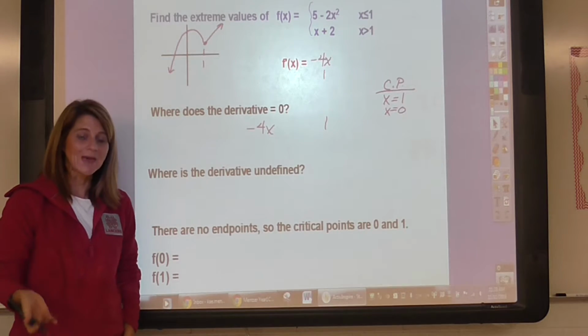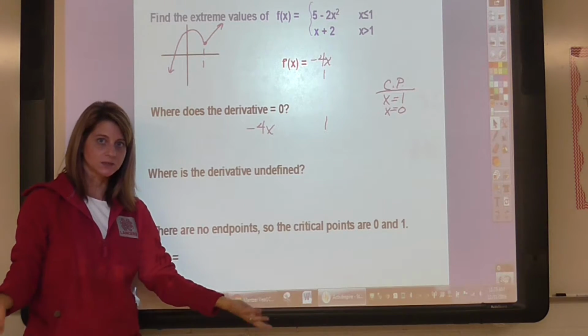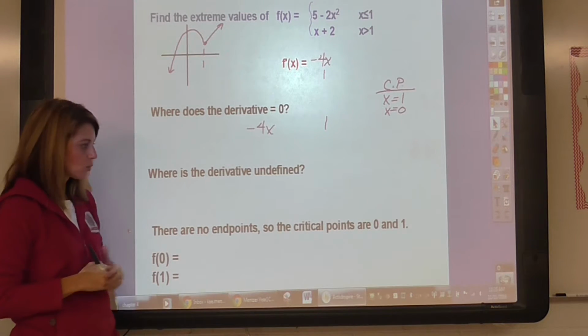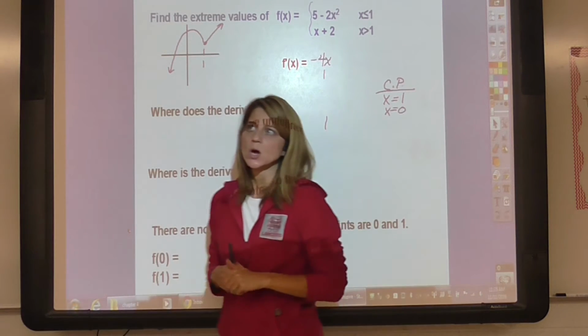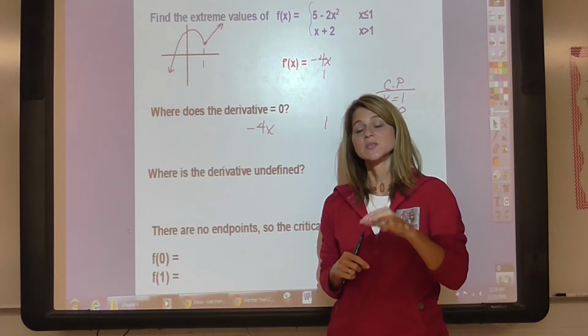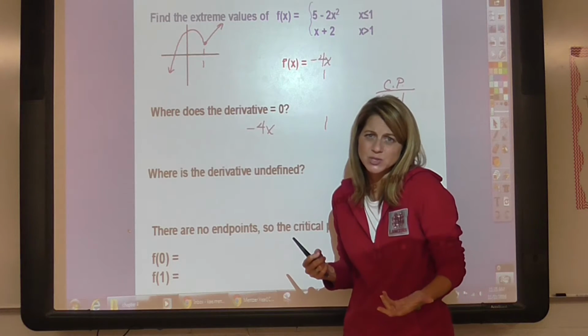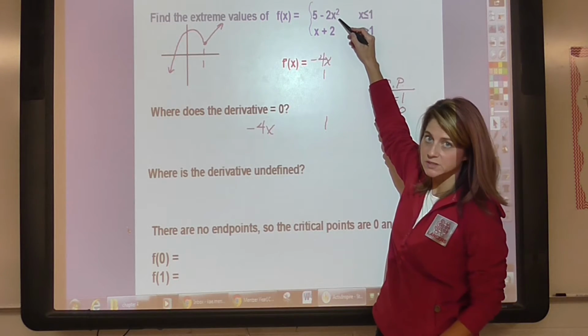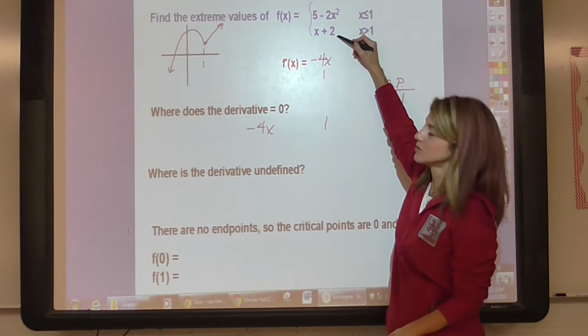There's technically no endpoints at the very, very ends, but that 1 is considered an endpoint kind of in the middle. We have a 0 and a 1. Now the big question, where do you put the 0? How do you know which function to put the 0 in? Well, because we've got 2 functions, right? Are you going to put the 0 into the parabola one, the top one, or are you going to put the 0 into the line?